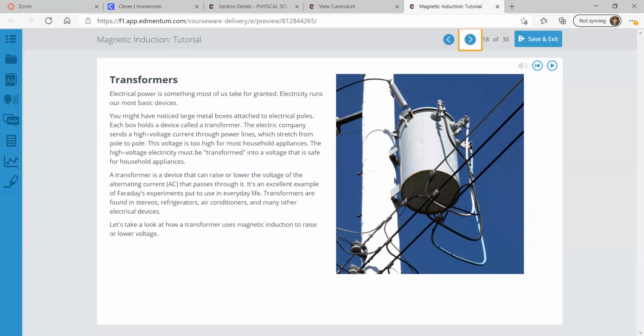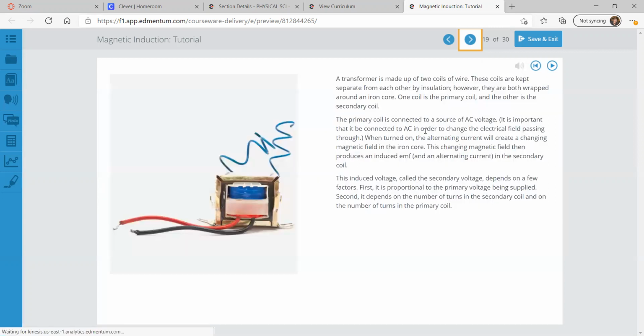A transformer is a device that can raise or lower the voltage of the alternating current, AC, that passes through it. It's a really good example of Faraday's experiments put to use in everyday life. Transformers are found in stereos, refrigerators, air conditioners, and many other electrical devices. Let's take a look at how a transformer uses magnetic induction to raise or lower voltage.